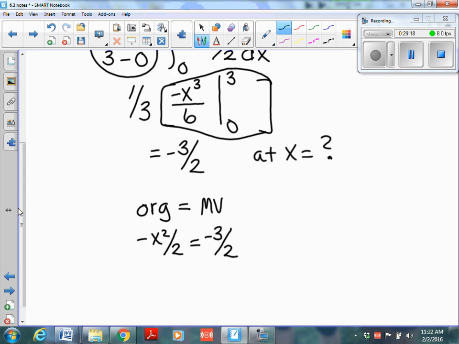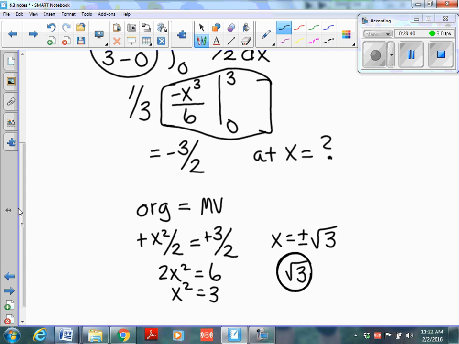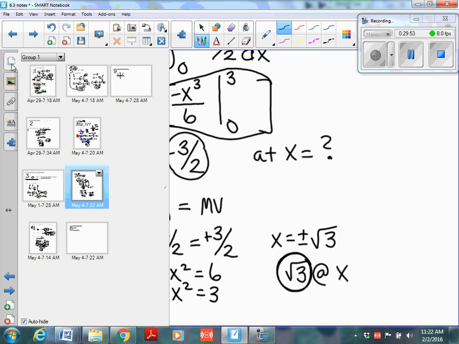The mean value was a negative 3/2. We have a proportion equal to a proportion. Make these both positive. 2x squared equals 6. X squared equals 3. Square root. You're going to get x is equal to plus or minus the square root of 3. It just so happens that it's the square root of 3 again. And since we're only integrating from 0 to 3, it's the square root of 3. Again, at x equals the square root of 3 is when the mean value is going to equal a negative 3/2.